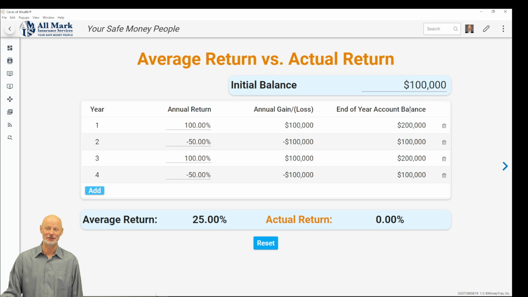Yet, you started with 100 and you ended with 100, and this is not showing any kind of fees or anything that went on inside of there. This is just showing you what the actual rate of return was. So, do you want average or do you want actual? Which one is more important to you?